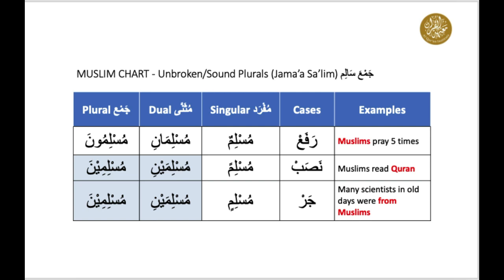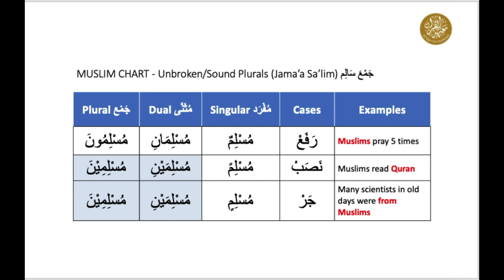Next, Muslims read Quran. So Quran is the object or maf'ul here. What do they read? They read Quran. And when the noun is playing the role of an object in a sentence, then the harakat on the last letter of the noun becomes fatah, or its i'rab in that case will be called mansub or nasab.